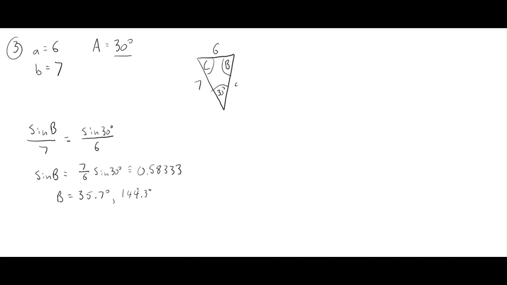Okay, so last time we ran into this with two angles, we found that the angle plus the second option made the total angles more than 180, which was not allowed, right? Can't have a triangle like that. But this time, 30 plus 144.3 is still under 180 degrees, so that leaves some room for an angle C. Okay, so this time, both of these angles are okay.